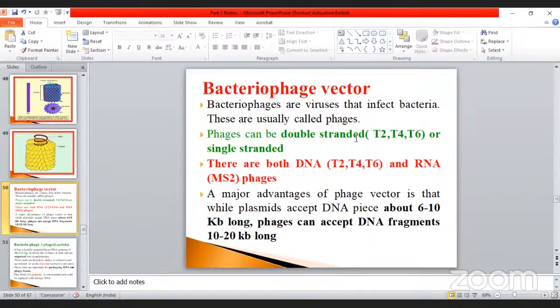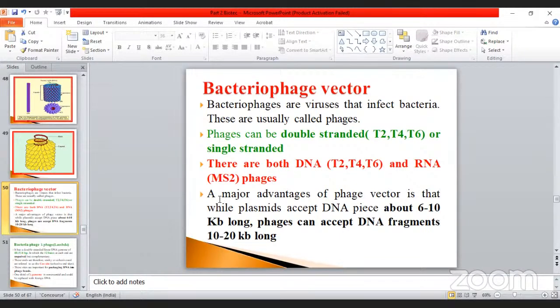Phages can be double stranded or single stranded. If it is double stranded, it is also denoted as T phages. T phages are denoted by numbers: T2, T4, T6. These are double stranded molecules. Single stranded phages include both DNA and RNA types. T2, T4, T6 are DNA phages, and the RNA phage is MS2. Different types of phages are reported, and they also act as vectors.